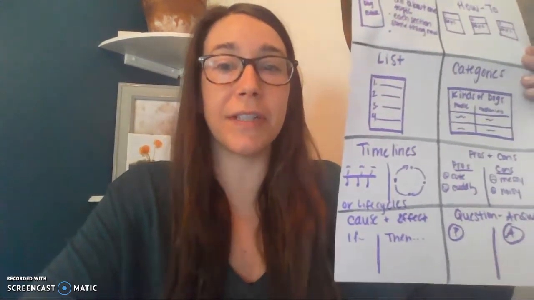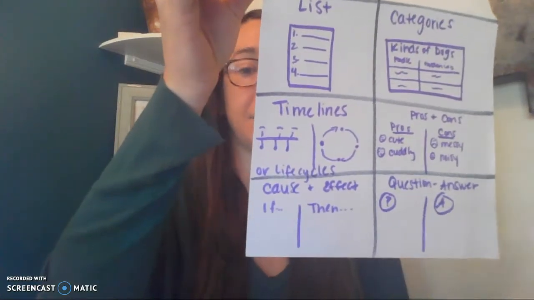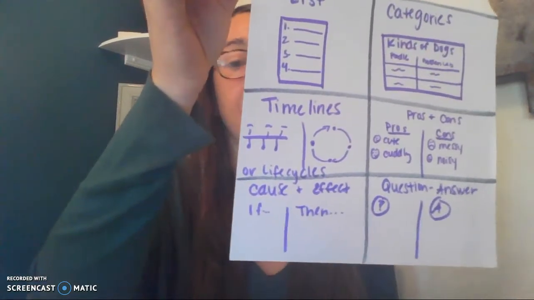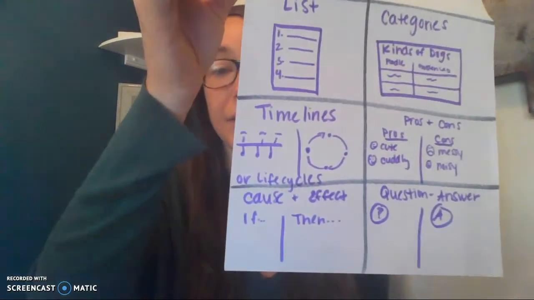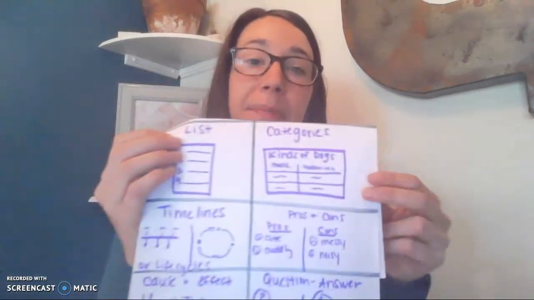The last nonfiction text structure we're going to talk about today is a question and answer text structure. Books that use a question and answer text structure might ask a question like, how can we help the earth? And then that book would teach us everything that we can do to help our earth. So those books would definitely start with a question, and then the information you learn would be in the answer part of that.